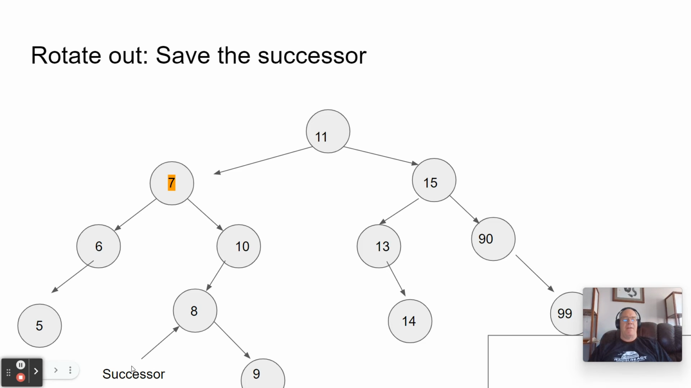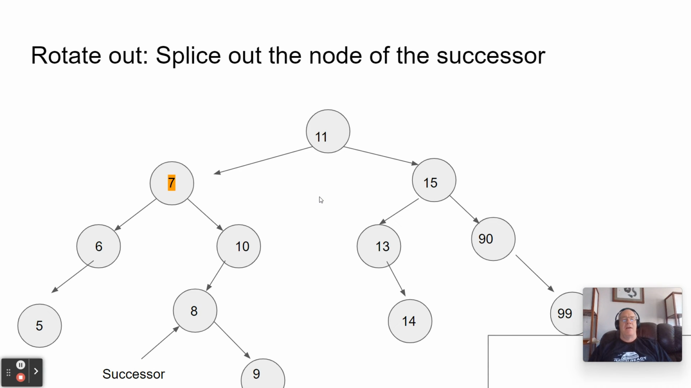All right, so we've saved successor by pointing to it, and that means that we can splice out the node of the successor, and that just means that node with key 10 no longer points to node with key 8, and instead points to node with key 9.